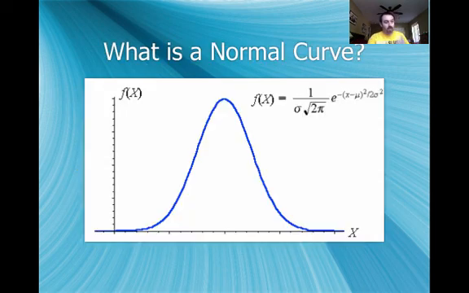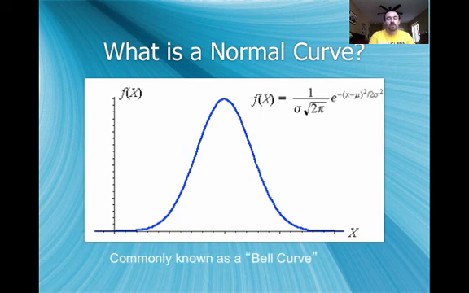Okay, so here's a picture of a normal curve. You've seen this kind of picture before. It's often called a bell curve. You've got this equation up here, and we'll look at that on the next screen in a moment. But it's a very nice, smooth picture.